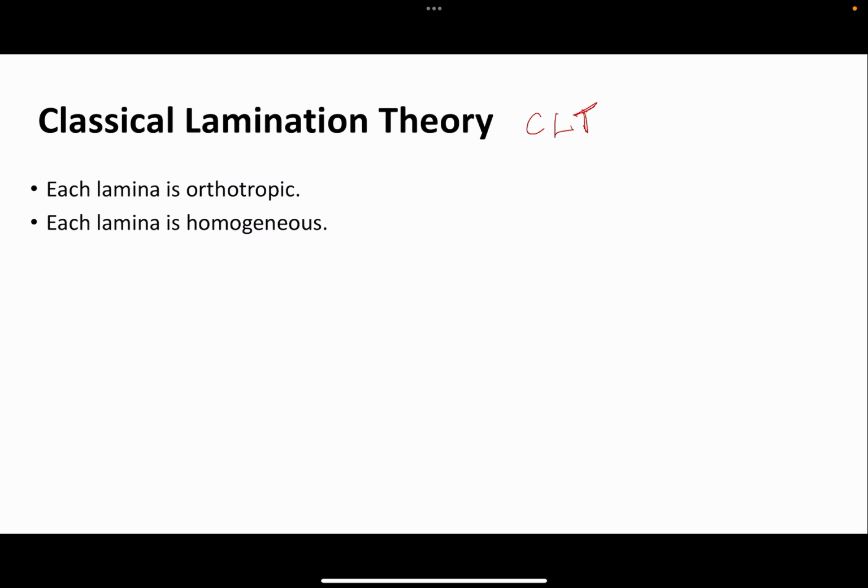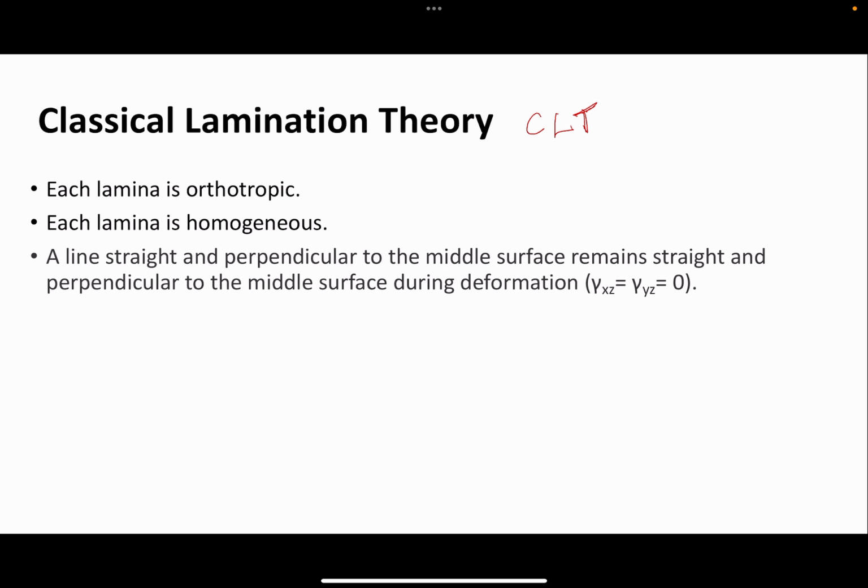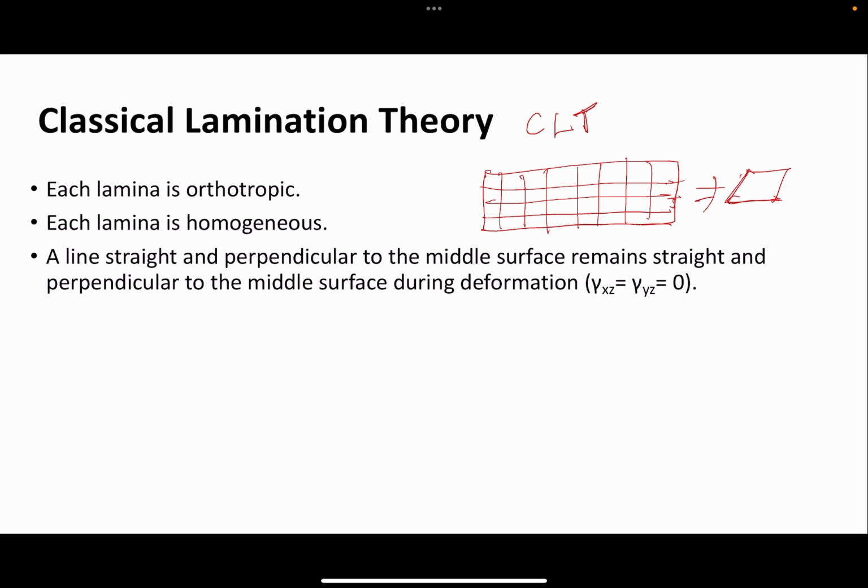And then, a line straight and perpendicular to the middle surface remains straight and perpendicular to the middle surface during deformation. I don't know if you remember, in solid mechanics, when we talk about bending, you have this beam separated into grids, and the assumption says that even after it bends, the 90 degrees remain 90 degrees. They do not change into rhombuses, like when you shear them. So that is one of the assumptions we make.